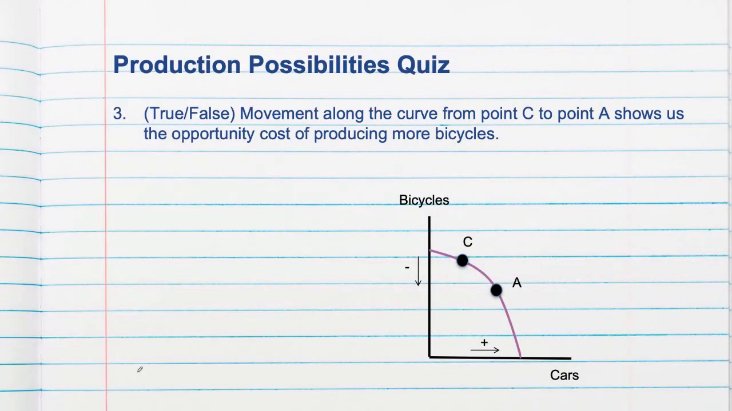All right, let's take a look at another question. True or false? Once again, movement along the curve from C to A. So we're going from here down to here. C to A shows us the opportunity cost of producing more bicycles. So are we seeing an opportunity cost of producing more bicycles as we go from point C to point A? This is a little harder question. Is this showing us the opportunity cost?